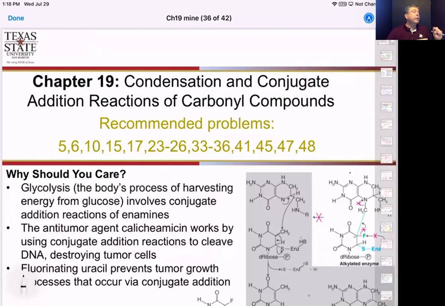And I kind of want to walk you through the table on how to use that chapter 18 summary table and what the chapter 19 summary table will look like.